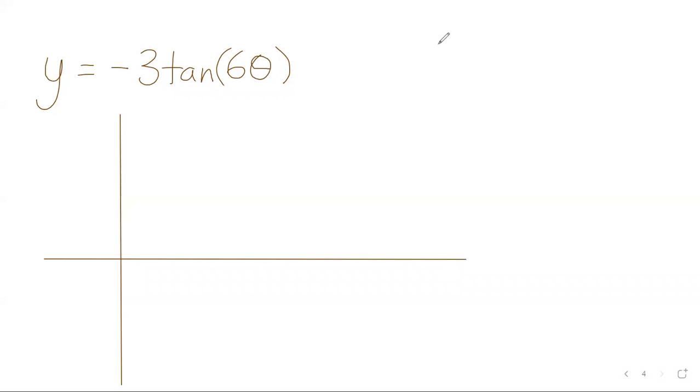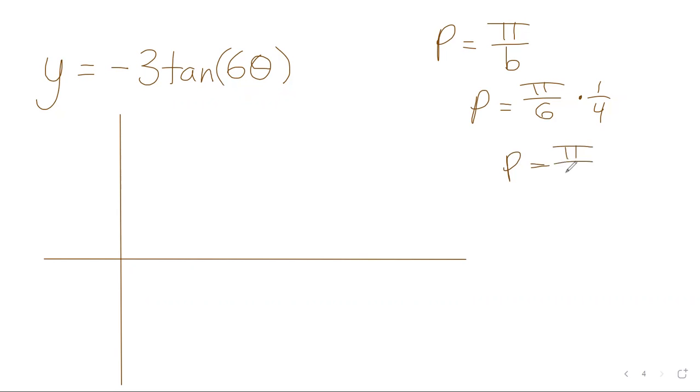Okay. Period is always, for tangent, pi over b. In this case, b is 6. So our period is pi over 6. To find our segment, we'll multiply by 1/4. And so our segment is pi over 24. This does not mean you need to make the graph very tiny. Just adjust the graph to whatever the segment, whatever the period are.